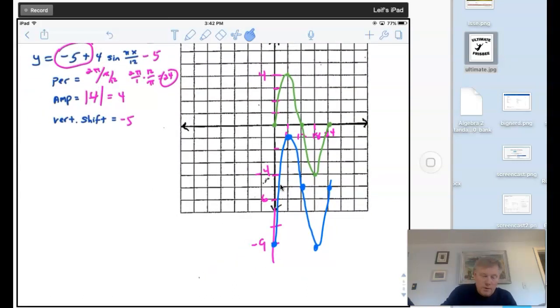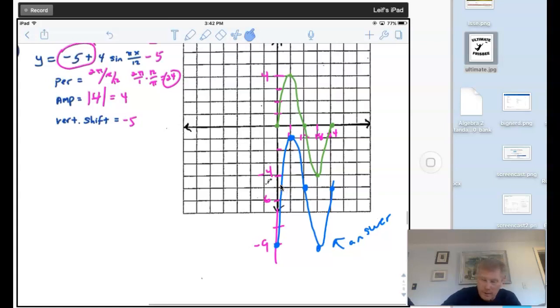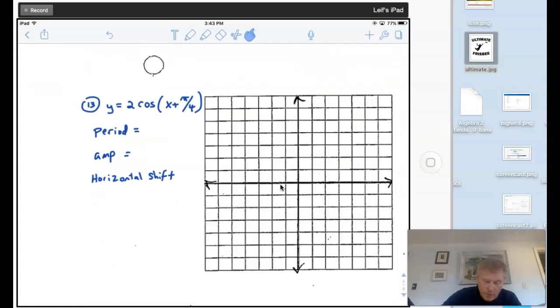Okay, you can do this like a dashed line if you want. I'm good doing different colors. The blue one's my answer. This one would have been the 4 pi x over 12 without the -5, the green one. Okay, so that's the way I did that one. And let's see, we got one more, a couple more here.